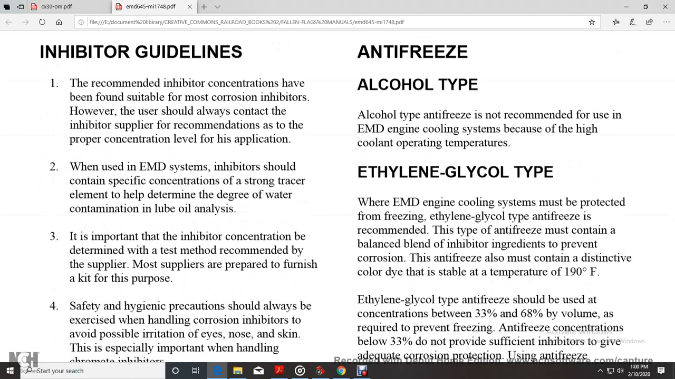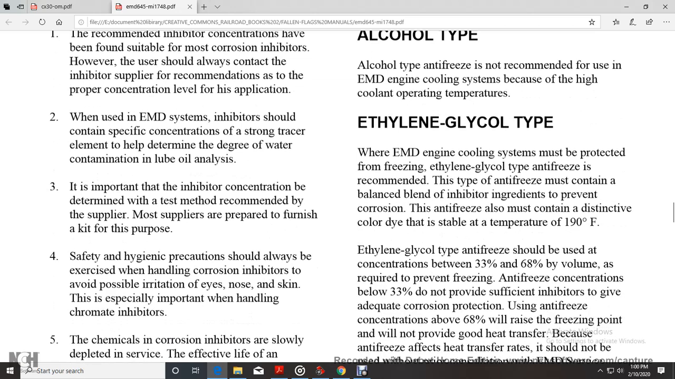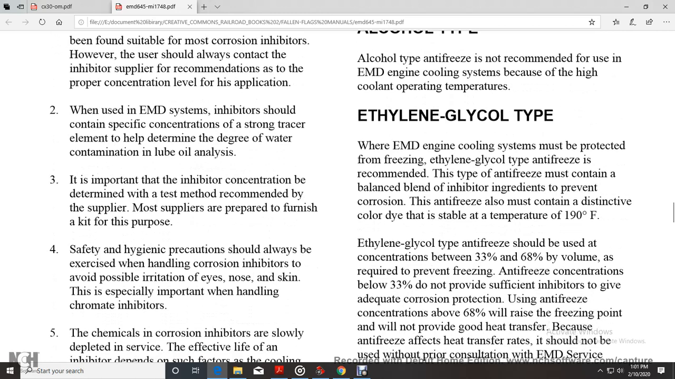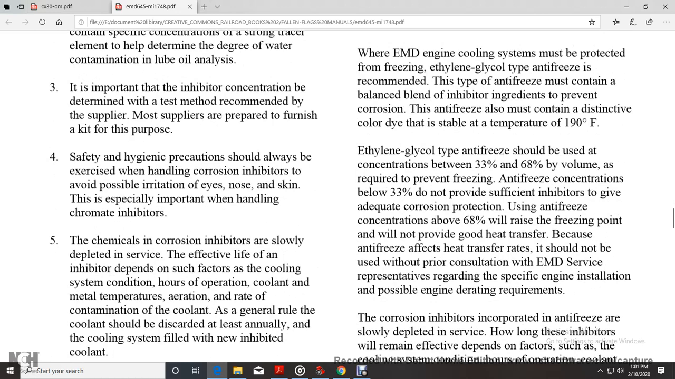When used in Electric Motor Division applications, the inhibitor should be maintained at a specific concentration, determined by the degree of the water and a combination of lube oil and analysis. It is important that the inhibitor concentration be determined by the test method recommended by the supplier. Most suppliers furnish a test kit for this purpose, to satisfy the hygienic precautions that should always be exercised when handling corrosion inhibitors.